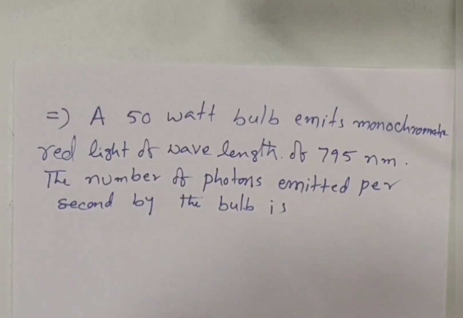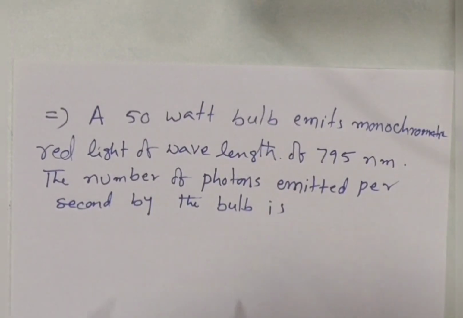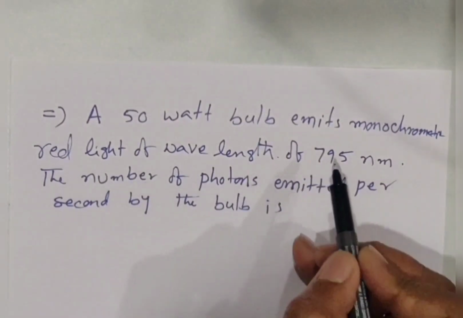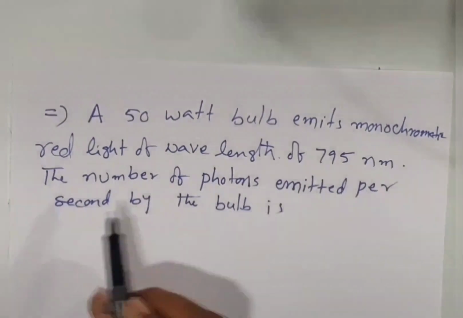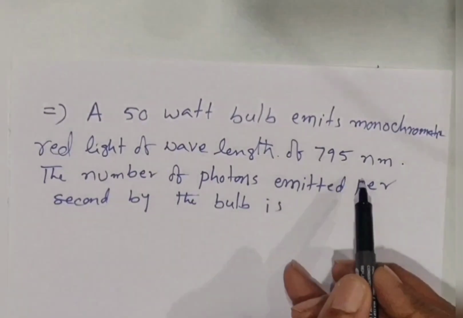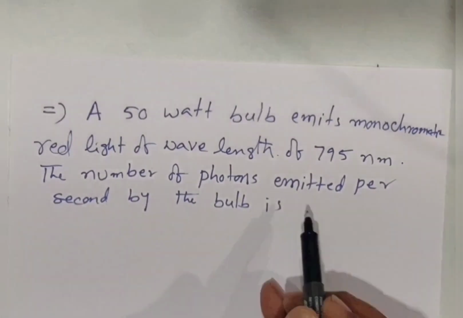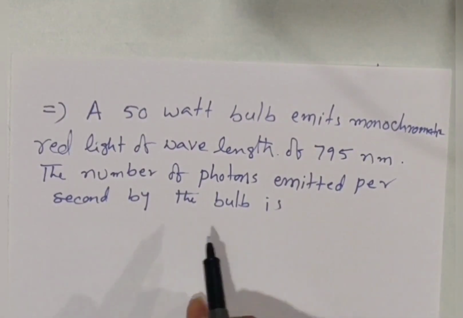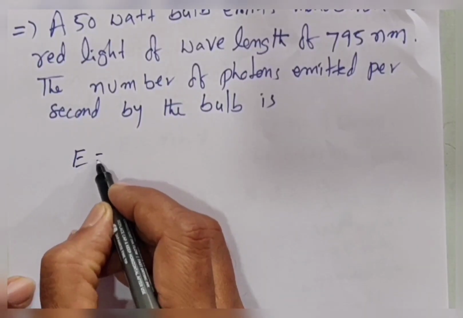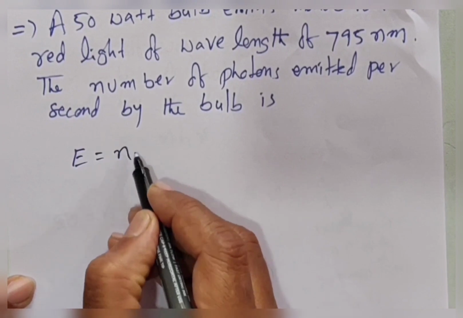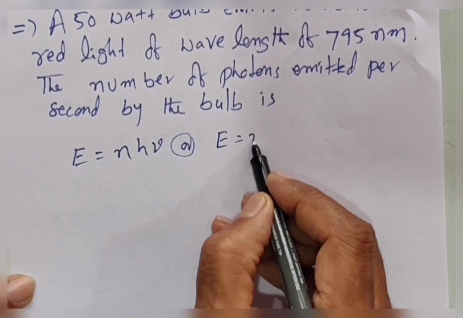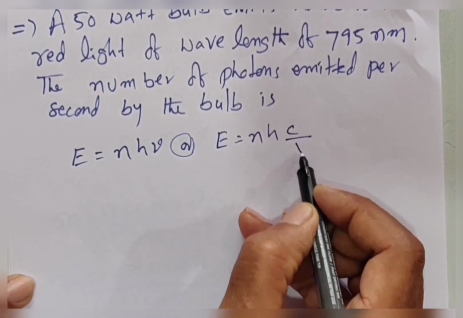Another important model was given in the previous examination. Dear students, a 50-watt bulb emits monochromatic red light of wavelength 795 nanometers. The number of photons emitted per second by the bulb is. First you have to choose the suitable mathematical expression, that is E is equal to n h nu, or E is equal to n hc by lambda.